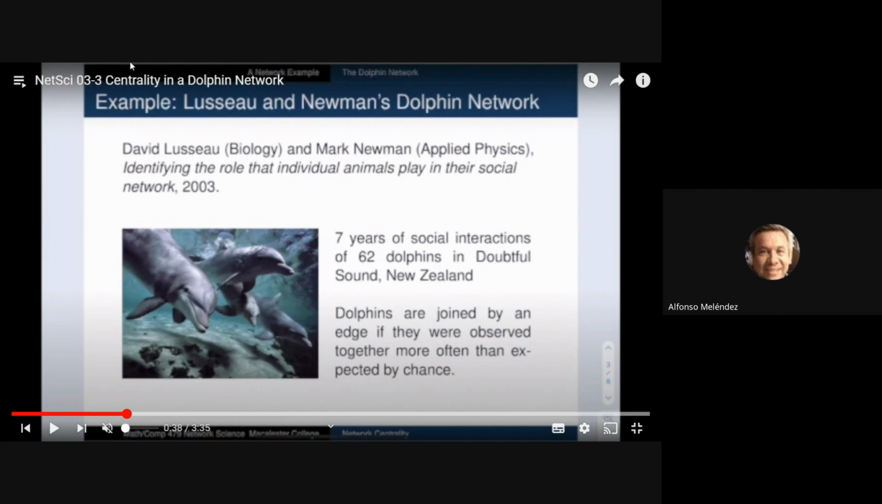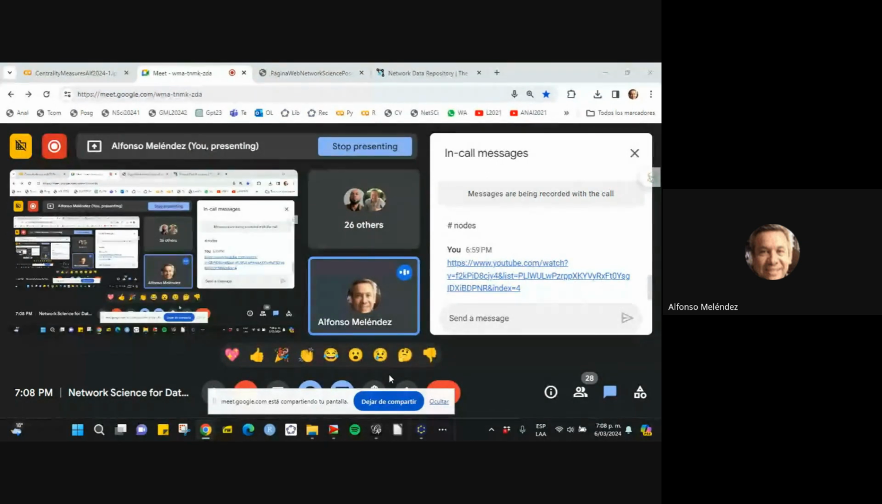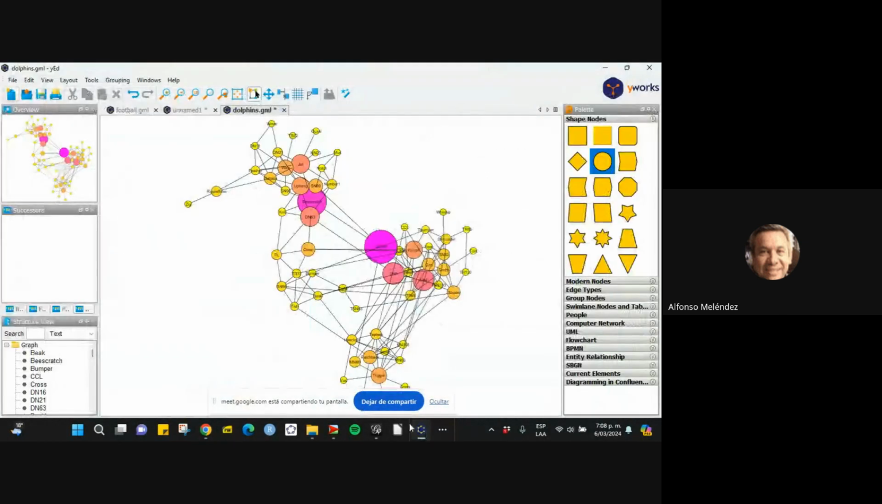Let me share my screen, because something happened when they were doing this research, and I want to tell you. You are seeing my screen? Yes, we are seeing it now. Okay, here is the dolphin network. This is the betweenness centrality.